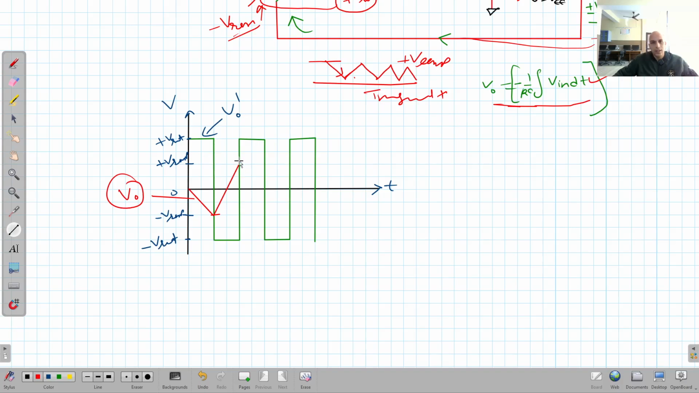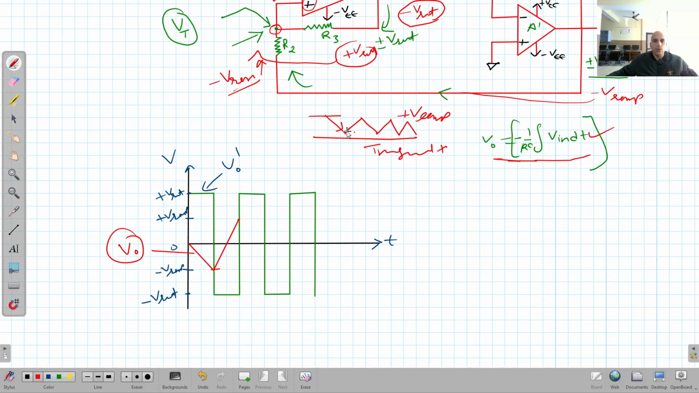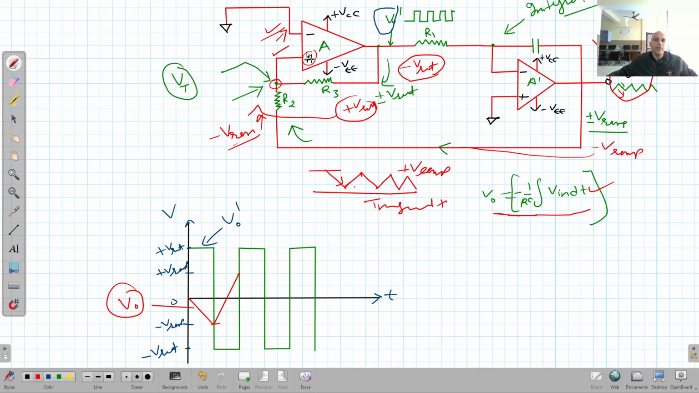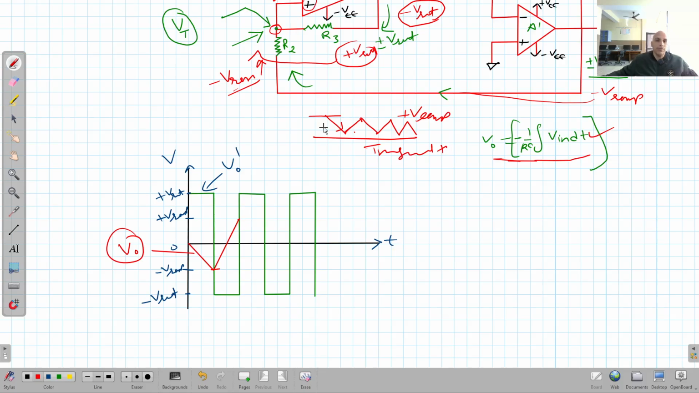If the ramp wants to go beyond this point, then what will be the result? I have explained here: the output will swing to the positive saturation. Clear? Because if the ramp becomes more than this value, it means the output of this circuit will become plus V saturation. So again this cycle will repeat, it will continue, and you will get this.